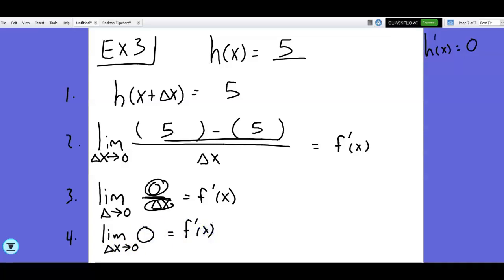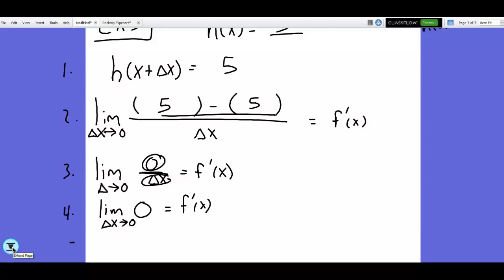And therefore, the limit of 0 as delta x approaches 0 is, of course, going to be 0, because now we don't have to worry about plugging in a delta x because it's not even there anymore. And the answer is just 0. So we're all done there. Oh, and once again, I forgot my letters. This was supposed to be an h.